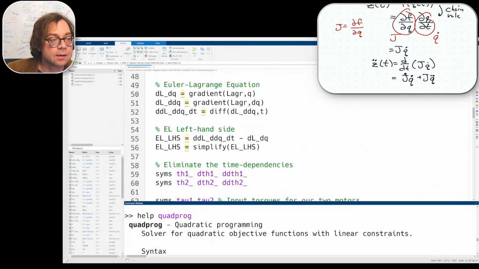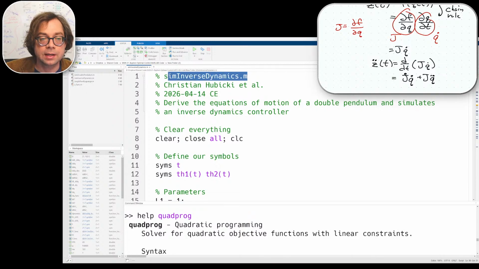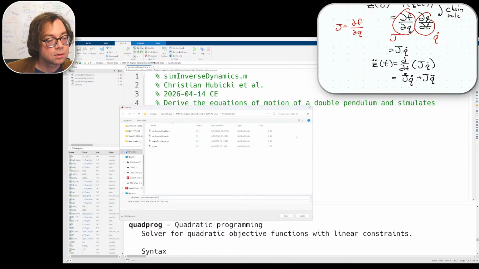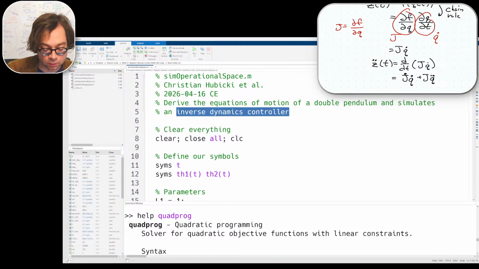So now I'm going to take this code I have right now, which is sim inverse dynamics, the one that I have open right now. Again, you should have access to that in your Canvas drives. I'm going to save it and call it sim operational space. Now it's a new function file, a new script file to run everything. This is now the 16th, the sim operational space, a simulation of an operational space controller.